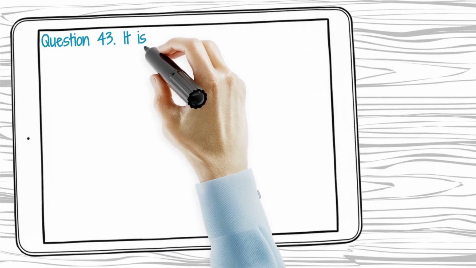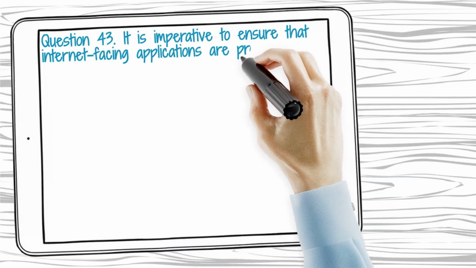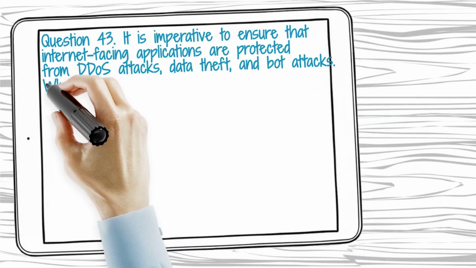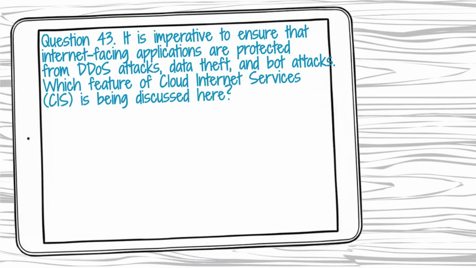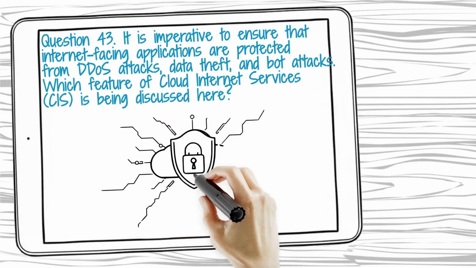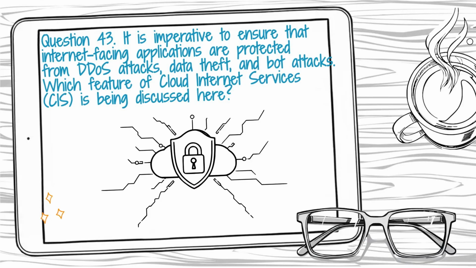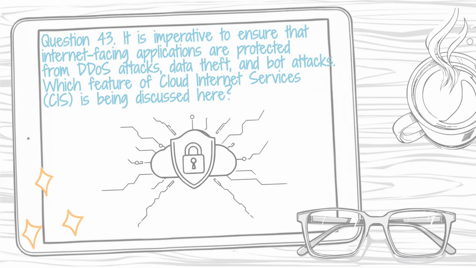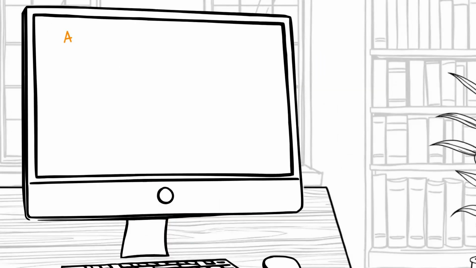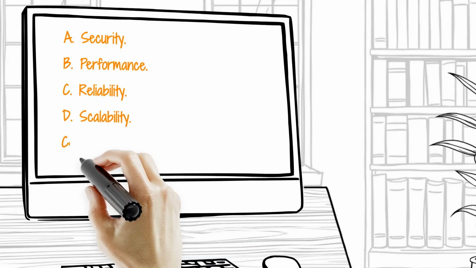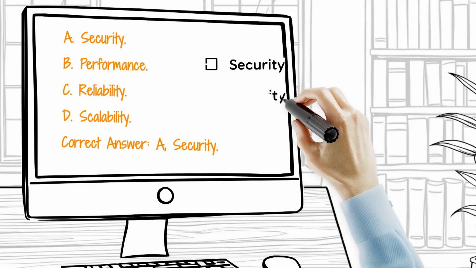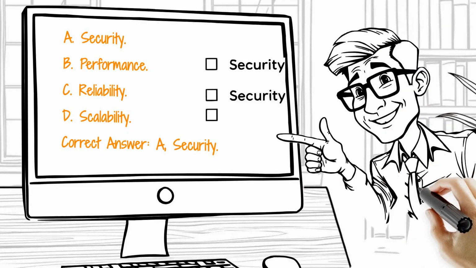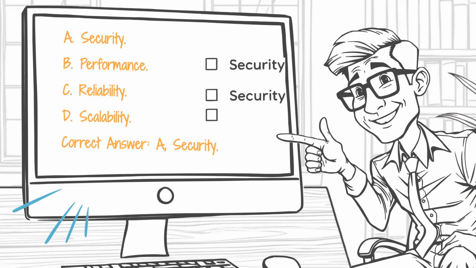Question 43. It is imperative to ensure that Internet-facing applications are protected from DDoS attacks, data theft, and bot attacks. Which feature of Cloud Internet Services, CIS, is being discussed here? A. Security. B. Performance. C. Reliability. D. Scalability. Correct answer, security.